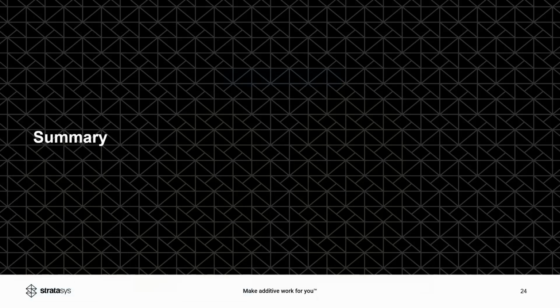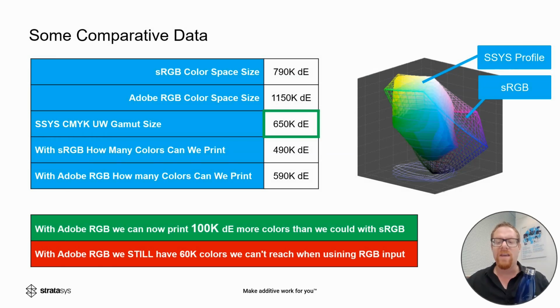So let's summarize. If we take a look at some of the numbers, the Adobe RGB gamut is over 45% larger than the sRGB. And if you use the Adobe RGB input profile, you can access an additional approximately 100,000 delta E colors compared to using the RGB workflow.